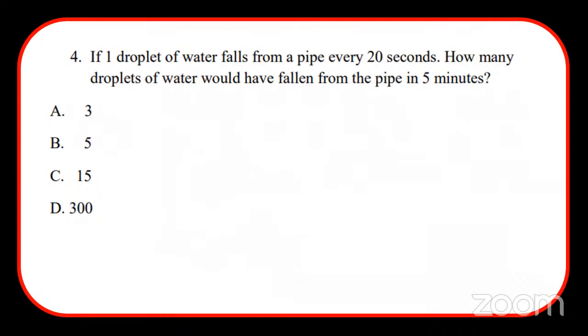So yes, some of you have done this before. I get that, guys. We're doing it again with explanations. I need to hear how you solved it before and how you're solving it now. Go ahead. If one droplet of water falls from a pipe every 20 seconds, how many droplets of water could have fallen from the pipe in 5 minutes? And of course, I need some justification for your answer.